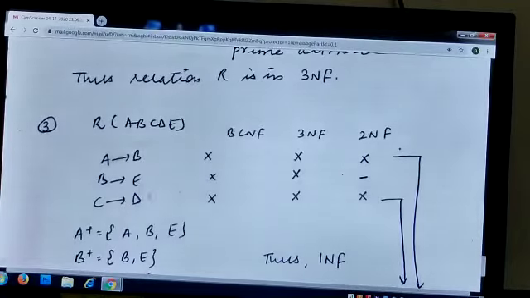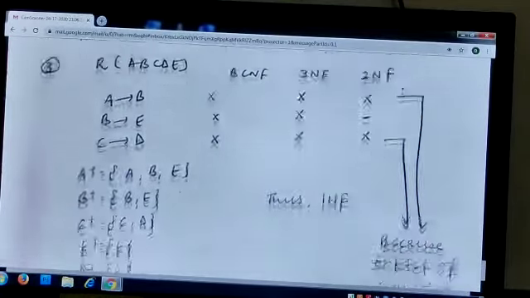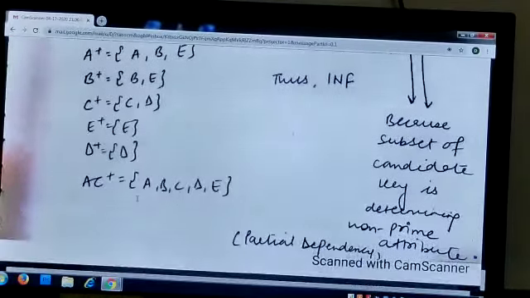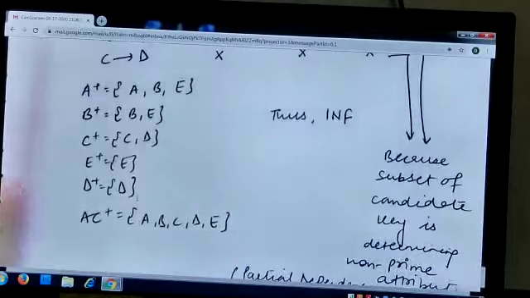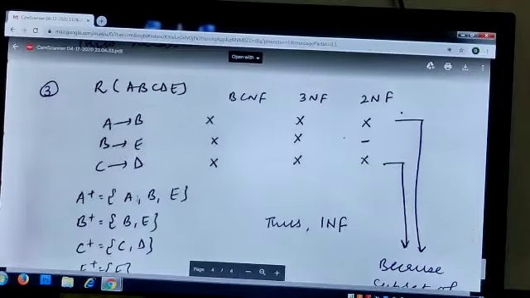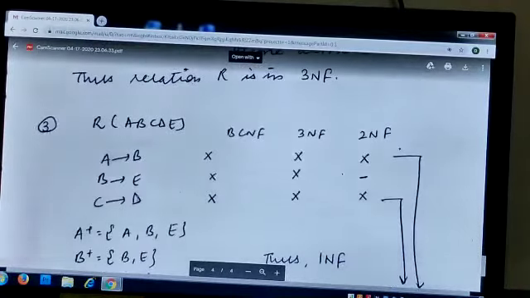Similarly, C to D is a partial dependency. D, a non-prime attribute, is dependent on C, a subset of the candidate key. So if I have a partial dependency, it means my relation cannot be in second normal form. Then because we do not have any multivalued attributes here, we can directly say that our relation is in 1NF. You can see this because a subset of the candidate key is determining a non-prime attribute. So our relation is not in 2NF. So finally, our relation is in first normal form.